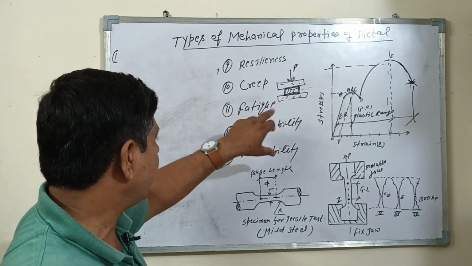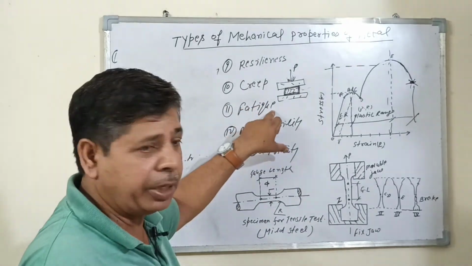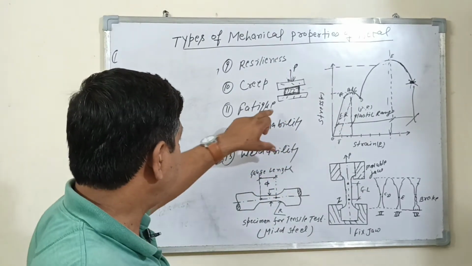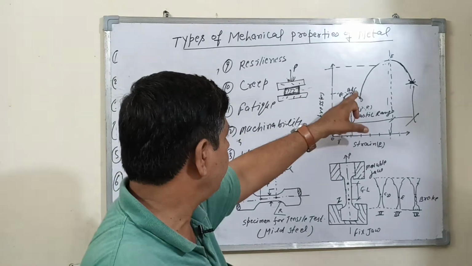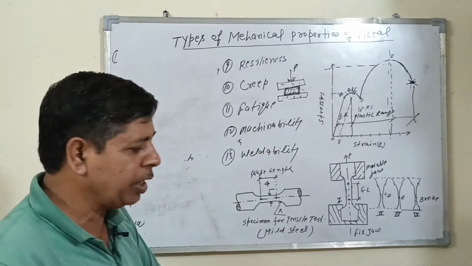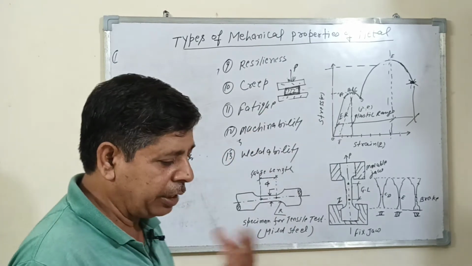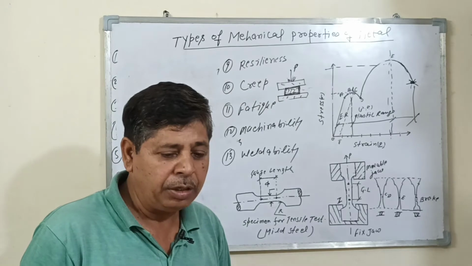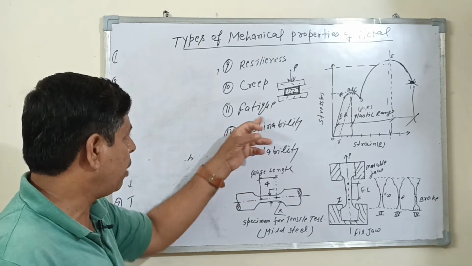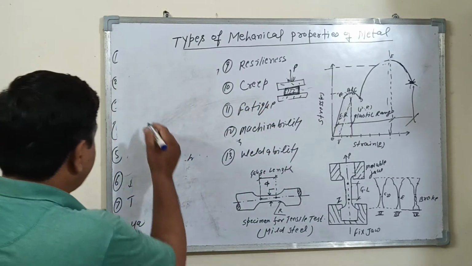Number 11 is fatigue. It is also a property of the material. The metal fails below the yield point, in the elastic range, under a repeating stress. Repeating stress means items like the crankshaft, spring and gearing. These items are designed with the help of a fatigue test.